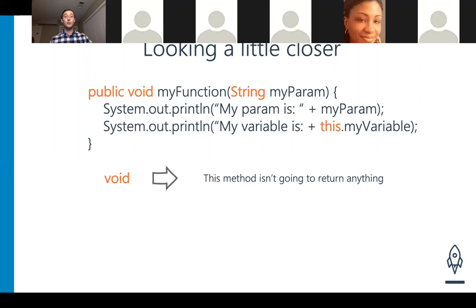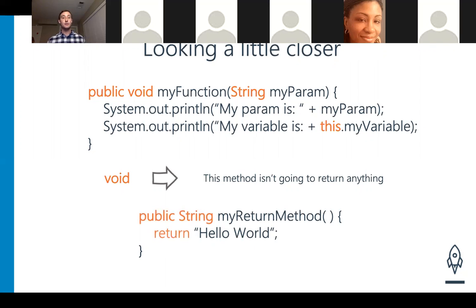In another example, if we were going to return a string out of a function, or a method, excuse me, we would say public, then string, because that's what the return type is, then my return method. And then return those quotes, which is a string. These are two examples of how to use return types in our methods moving forward.